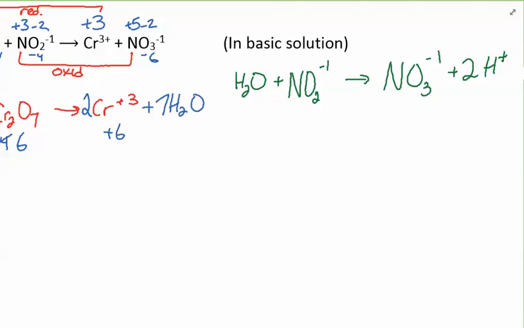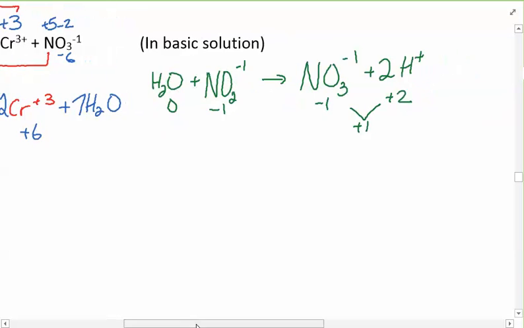So I'm going to take a look at charge now. So water is 0, nitrite is -1, nitrate also -1, and hydrogen is plus 2. So that means I have a plus 1 on my product side and a -1 on my reactant side. So what I'm going to do to balance this out, I'm going to add 2 electrons to the product side. Those 2 electrons will make this a -1 charge.